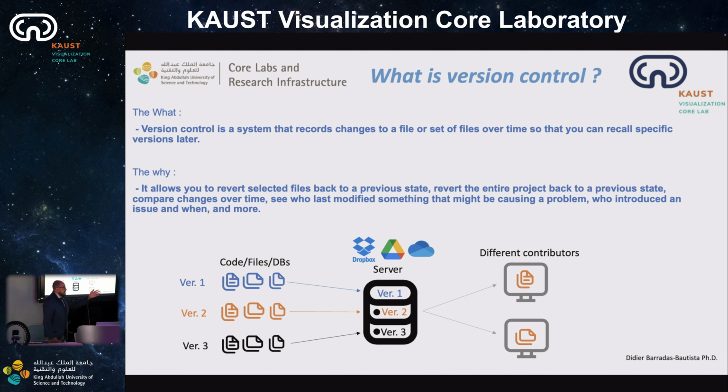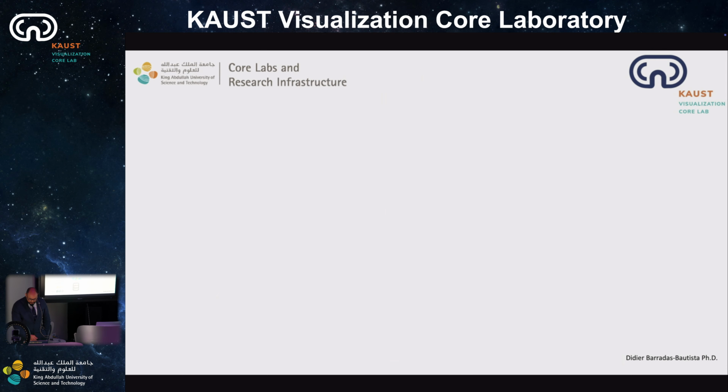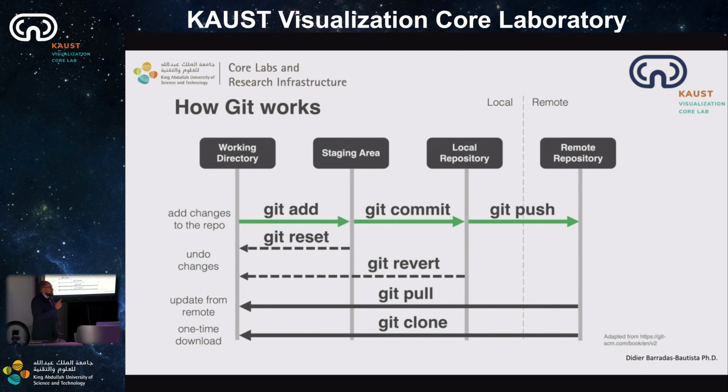So every version will basically be in the cloud. And then you can have different versions on different computers. But at some point, you have to put them all together, right? To do the final product. That could be a paper, could be a code, an app, what have you. Okay. So technically speaking, this is what we're going to see.